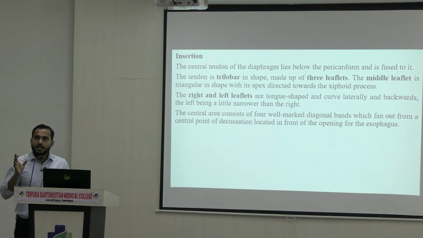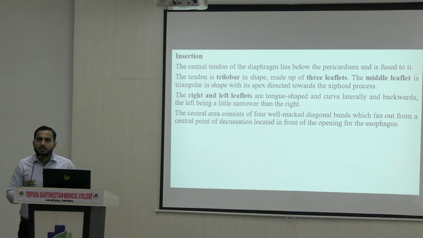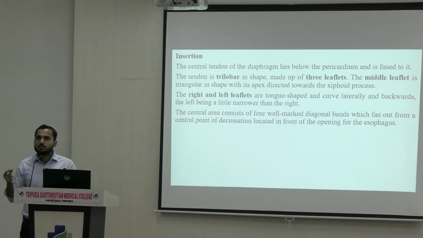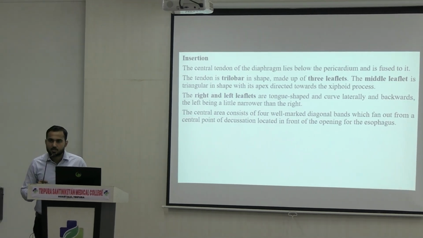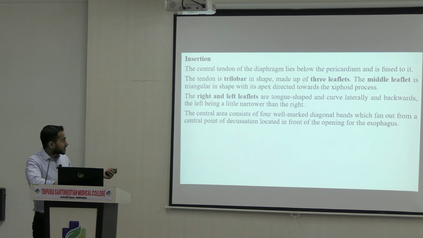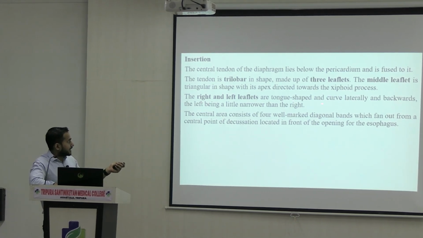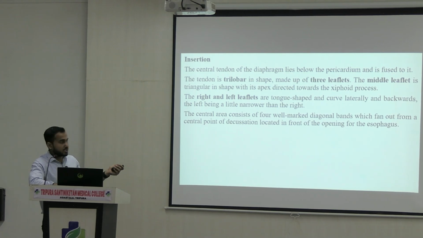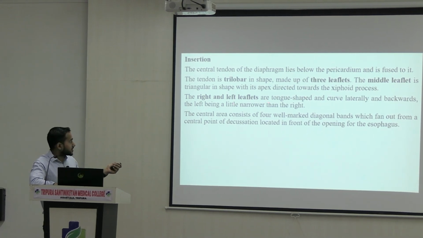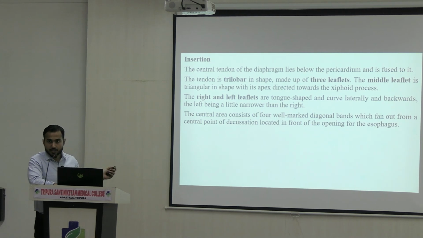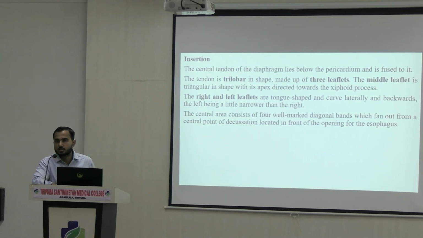Next, if you see the tendon, what is the shape? It is trilobar in shape, having 3 leaflets. One middle leaflet is triangular in shape, and 2 lateral leaflets are there, one on the right side and one on the left side. The right and left leaflets are tongue shaped and curve laterally and backwards. This is the direction of the 2 leaflets. The left one is a bit narrower as compared to the right one.